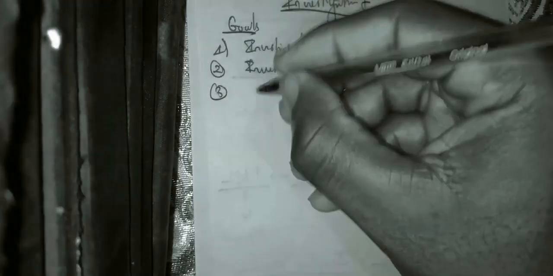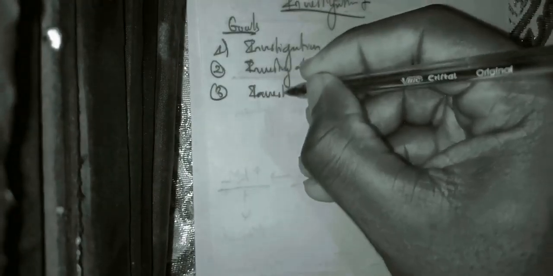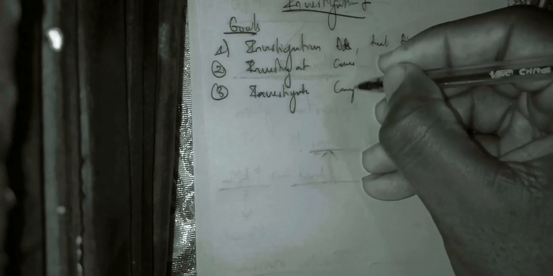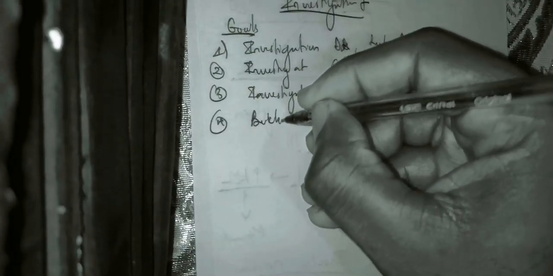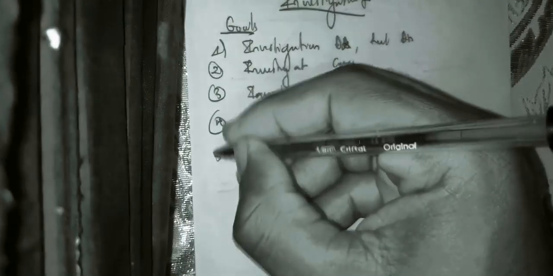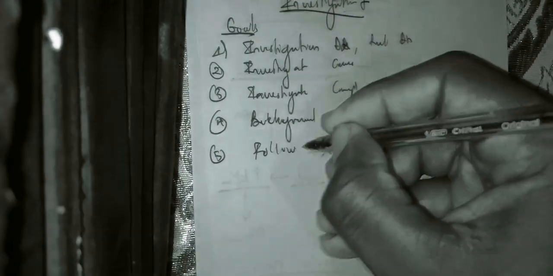The third goal is to investigate for the complication. The fourth goal is investigating the background, and the fifth goal is for the follow-up. So those are the different elements that you have to put up in your investigation.